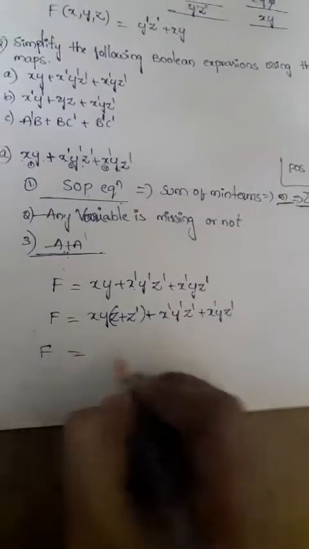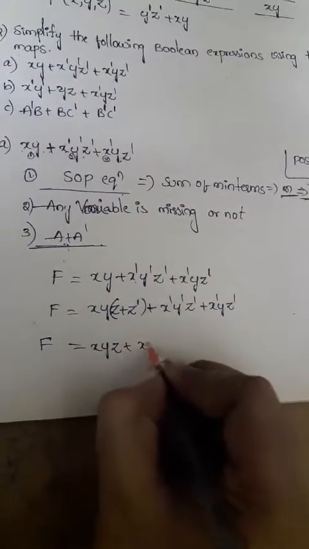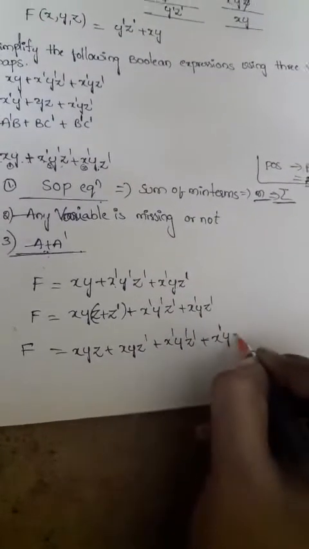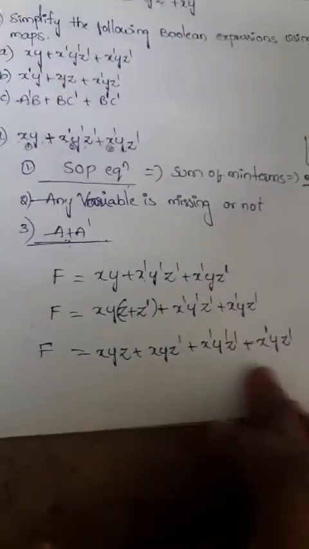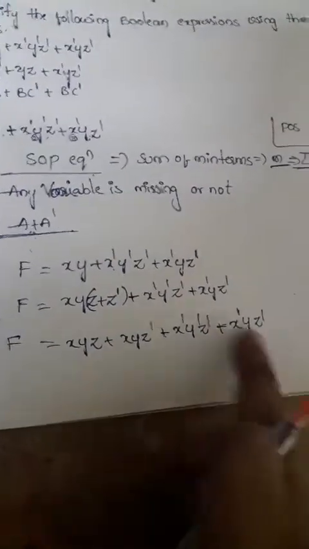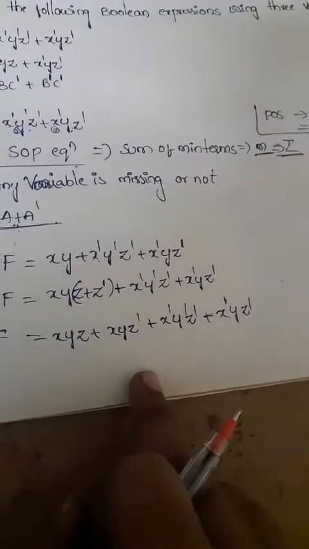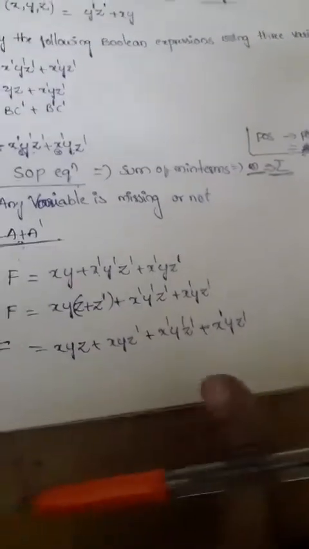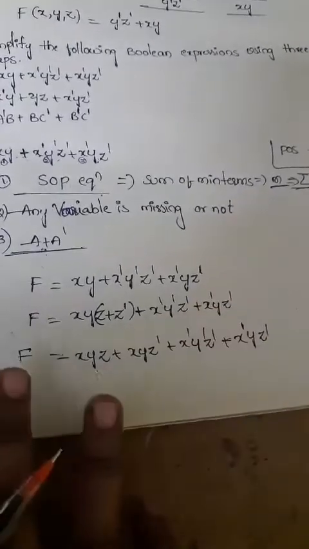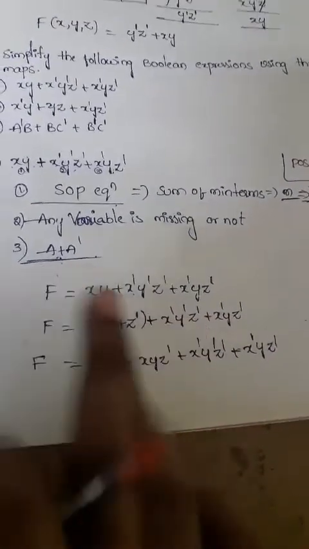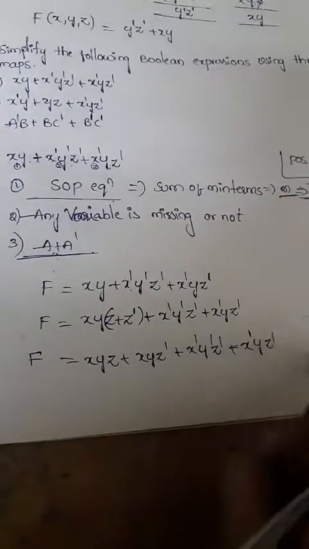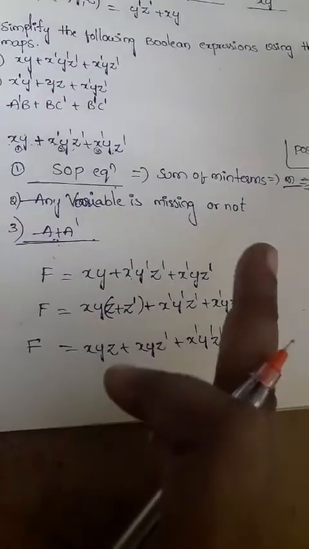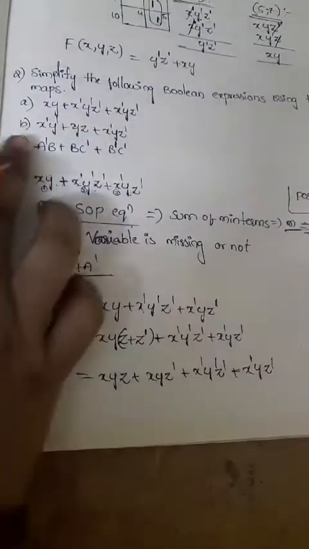So here xyz plus xyz complement plus x complement y complement z complement plus x complement y z complement. If any term is repeated here, just check it: xyz is single, xyz complement is one term, x complement y complement z complement is also not repeated, and x complement y z complement. So the four terms are single terms, and directly we can take the expression like this. If any term is repeated, like if xyz is one more time, then a plus a you can consider as a single term. So this is the final expression for this function.